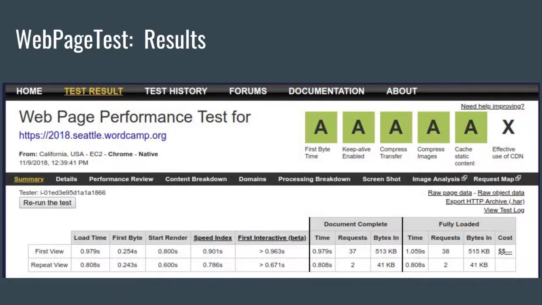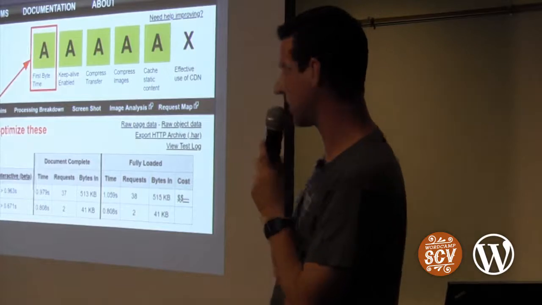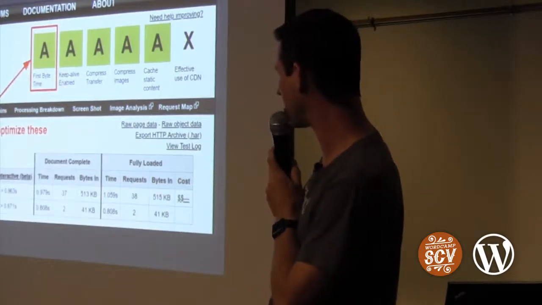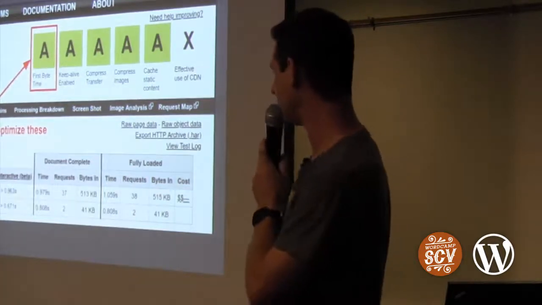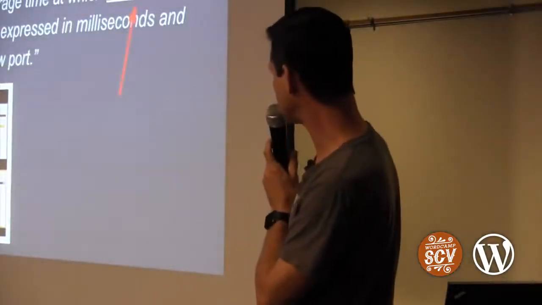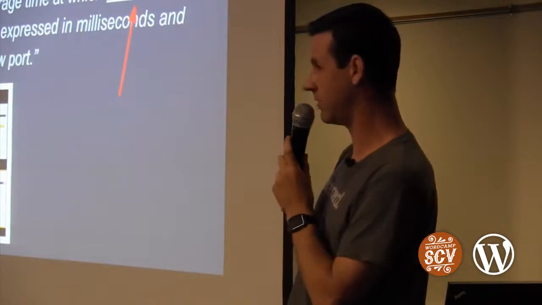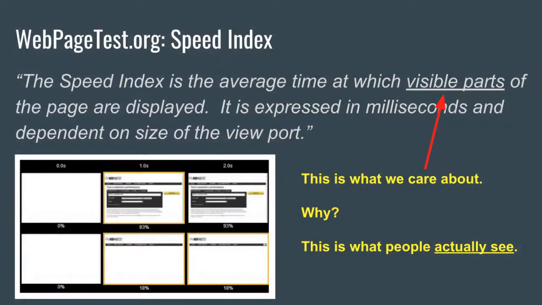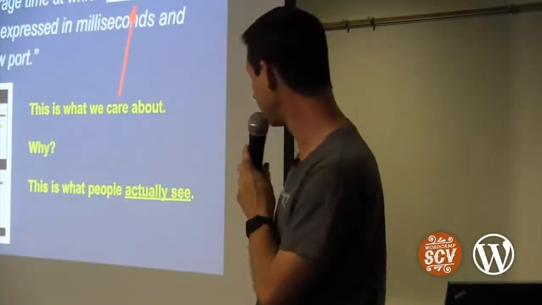And what do we care about here? So first of all, we're going to look at the time to first byte, and generally that's what we want to optimize. And the second piece is the speed index, and what that means is it's the average time at which the visible parts of your page are displayed, so what people are actually seeing when they're looking at it. That's what we care about. Why? Well, that's because what people actually see.